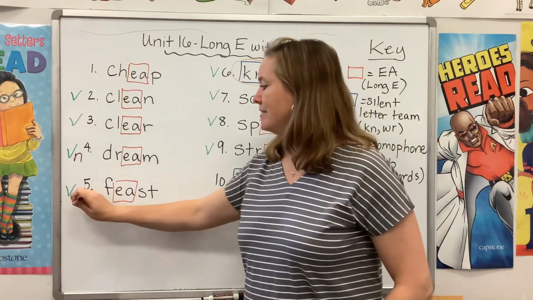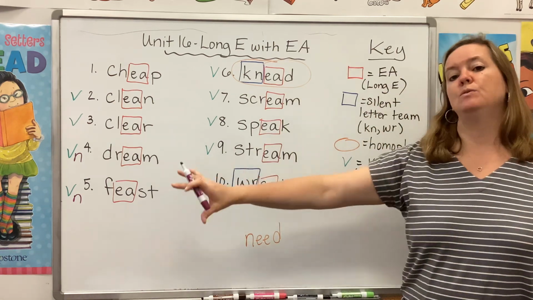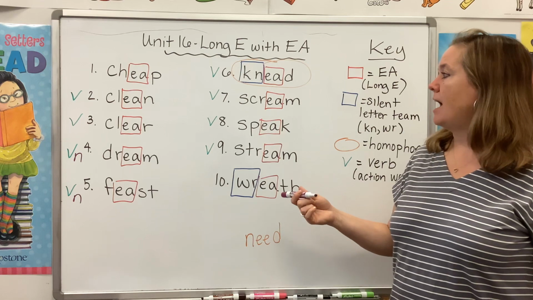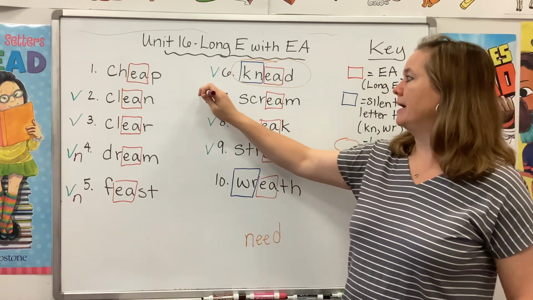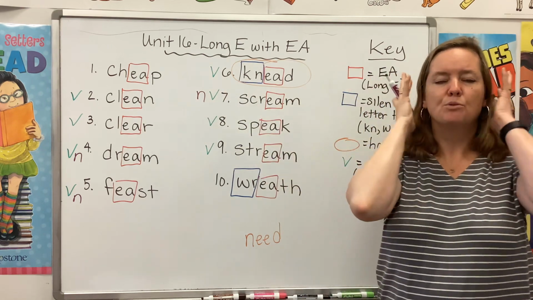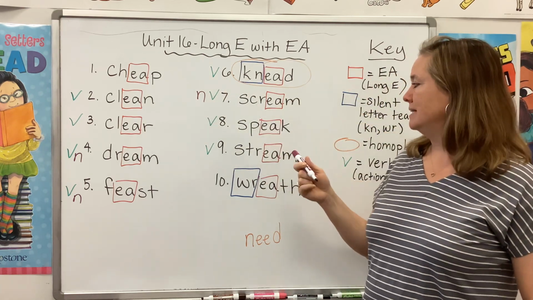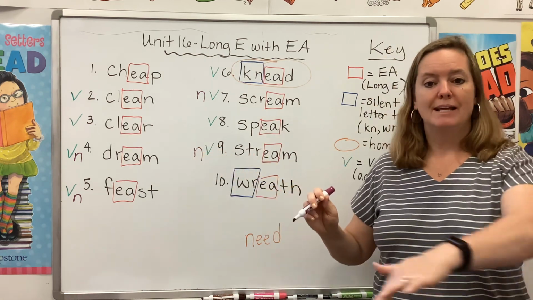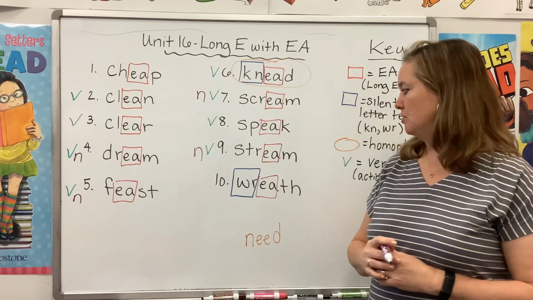You can have a feast, right? All of that food spread out in front of you is a feast. You can even have a scream, right? Like that scream was so loud, right? So that can be a noun. And then I mentioned that a stream, like a tiny river, flowing water, that is also a noun.